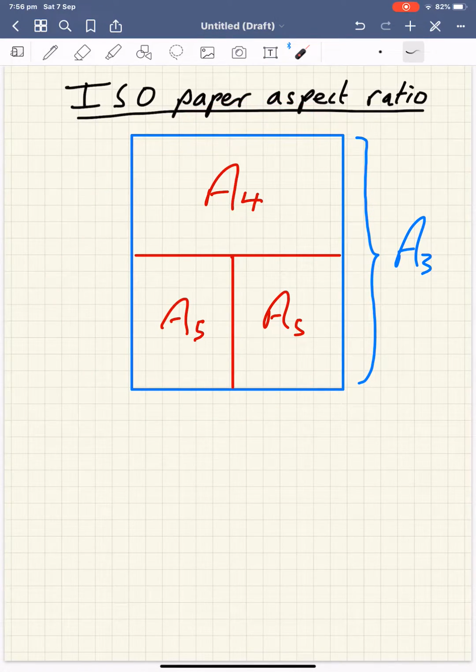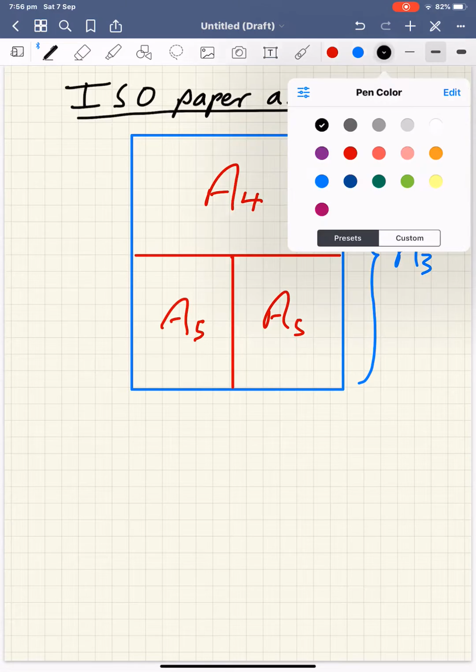I'm going to fold it into two A4 sheets of paper. The top A4 sheet of paper is labeled, and the bottom sheet of paper I am folding again into two A5 sheets of paper.